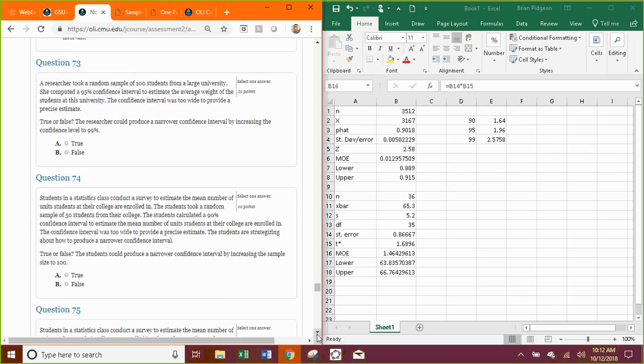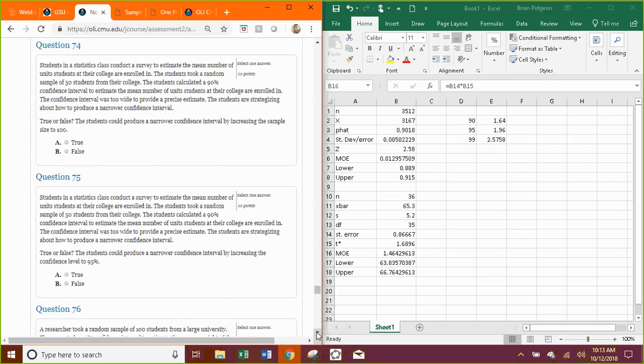Same thing. 73. A researcher took a random sample of 100 students from a large university. She computed a 95% confidence interval to estimate the average weight of these students at this university. The confidence interval was too wide to provide a precise estimate. True or false? The researcher could produce a narrower confidence interval by increasing the confidence level. False. Raising the confidence level widens the interval.